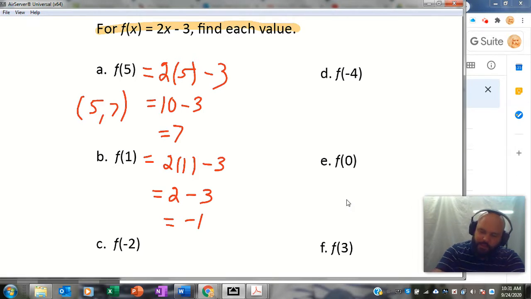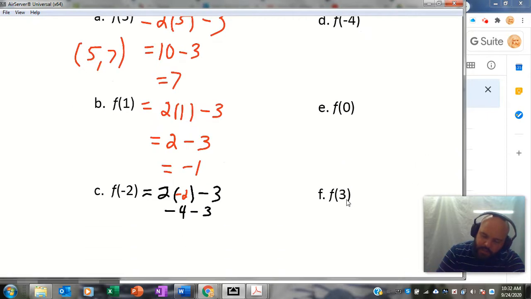All right, let's look at part C. All of these are pretty much done the same. For part C, we're going to substitute the value negative 2 in. Again, we take our function, 2 times x minus 3, and in place of that x, I'm going to put in the number negative 2. Then we follow PEMDAS and simplify it. 2 times negative 2 is negative 4, and then negative 4 minus 3 is negative 7.